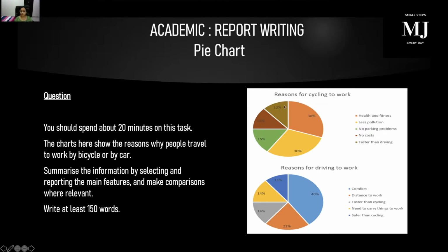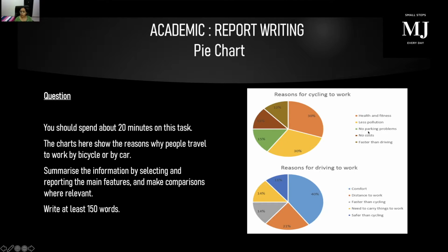So these are your pie charts, and they are talking about reasons to cycle to work or reasons for driving to work. That means the charts are actually showing the reasons why people travel to work either by bicycle or by car. Got it? So if you can see the first pie chart, 30% of people prefer cycling to work because of health and fitness in mind. 30% don't want to create much pollution, that is why they prefer to cycle to work.